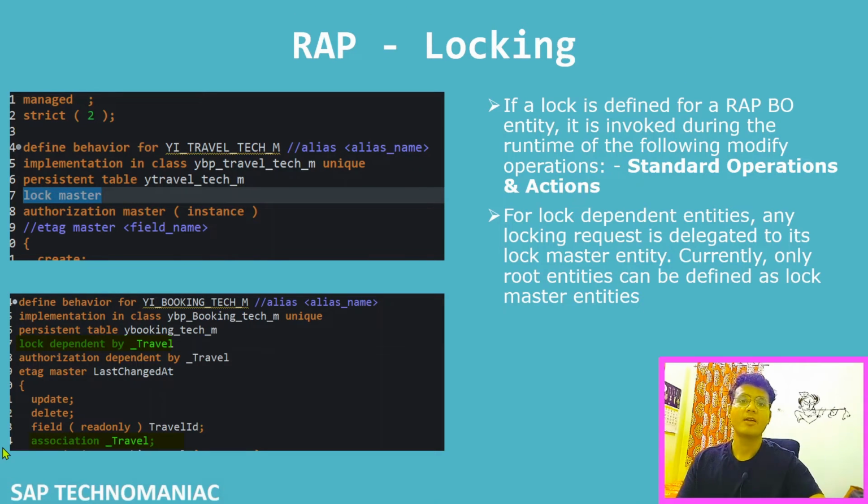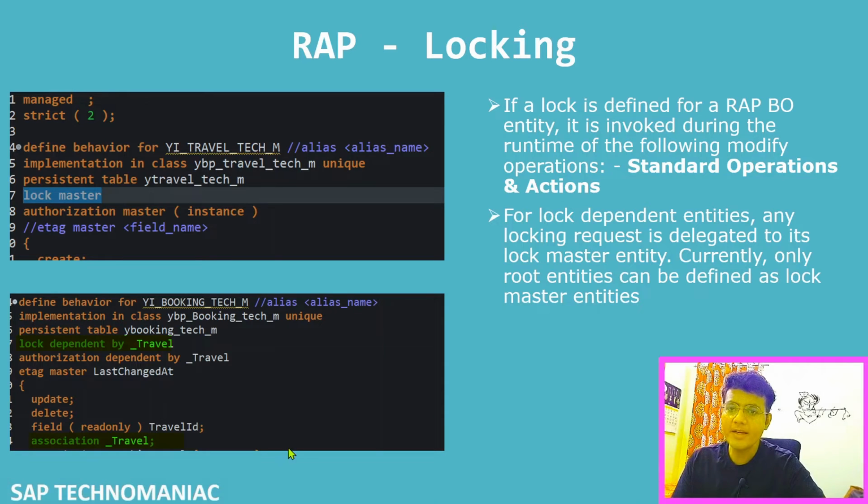And when these locks will be triggered, that's another thing. As soon as you do any standard operation such as create, update, delete, or create by association, or any actions you do, at that time this lock will be triggered, and that particular business object instance will be locked, to avoid another user also editing that particular instance. As soon as this EML statement is triggered, at that time it will be locked.